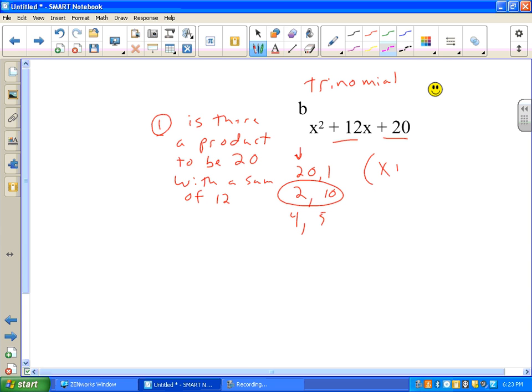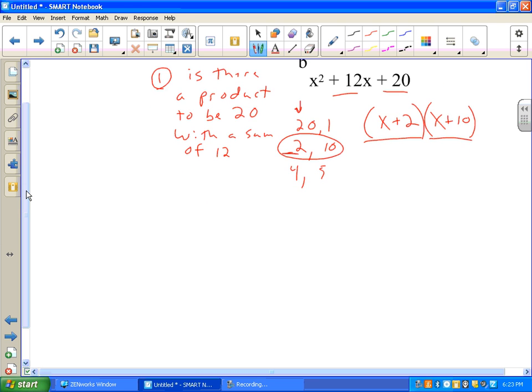The answer is exactly what that is. It's positive 2, so we put plus 2, and we put x plus 10. Well, that's nice, Mr. Bryce, but I don't understand where that's coming from. This is telling us that when we multiply x plus 2 together and x plus 10, we're going to get x squared plus 12x plus 20.